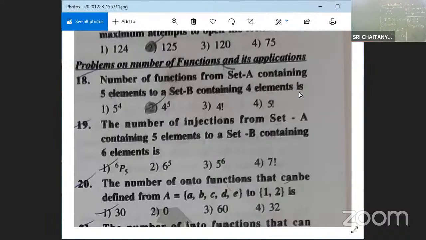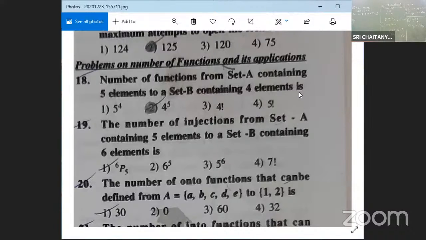Problem number 18. Number of A is equal to 5, which is equal to m. Number of B is equal to 4, which is equal to n. Total number of functions from A to B is equal to n to the power of m, which is equal to 4 to the power of 5. We learned this in your functions chapter, right?